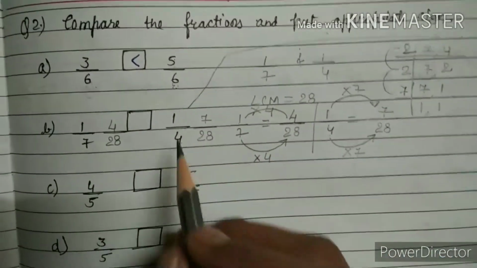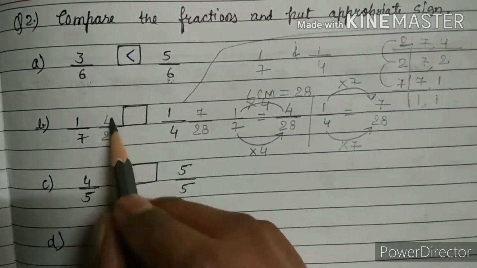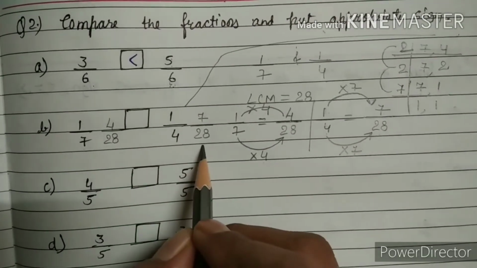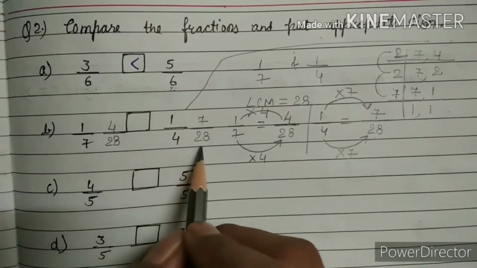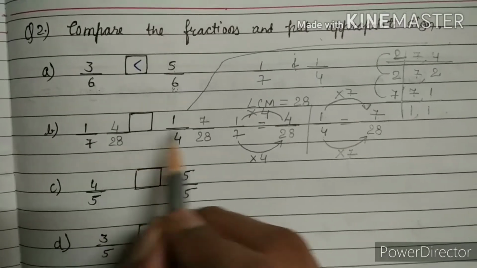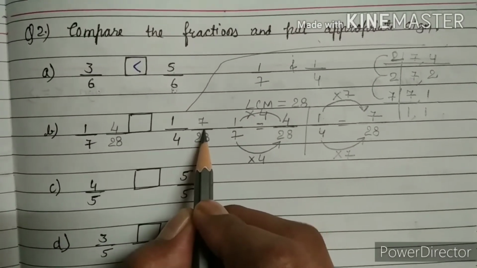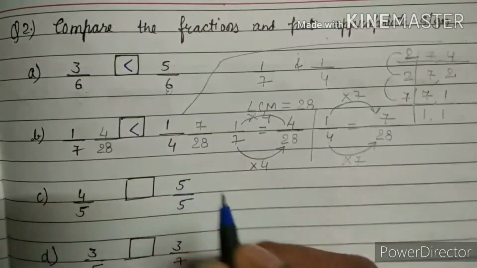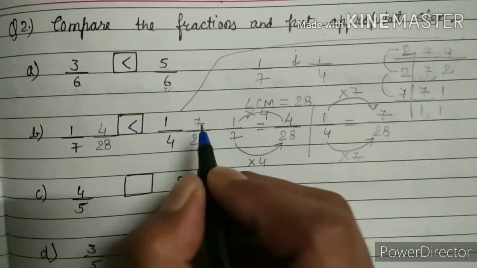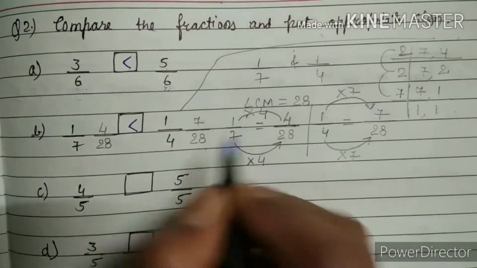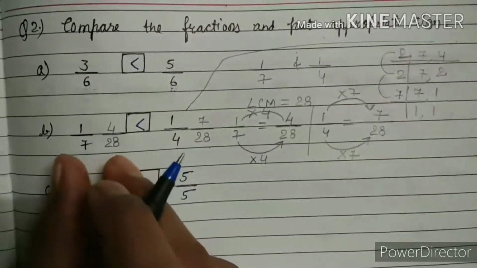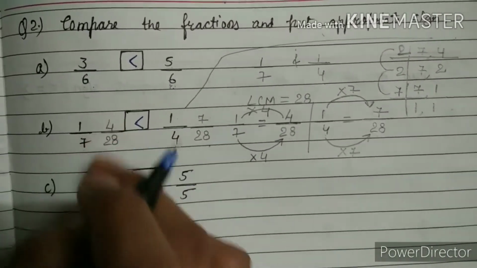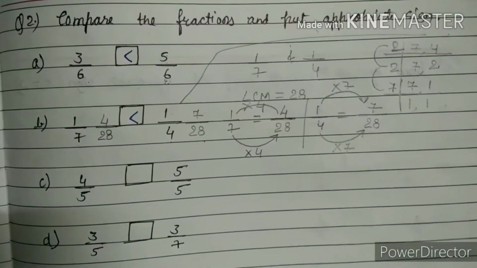So we'll just compare these terms. 28 and 28, the same denominator. And out of 4 and 7, which is greater? 7 is greater. That's why we can say 1 by 4, as 7 by 28, is greater than 1 by 7, as 4 by 28.